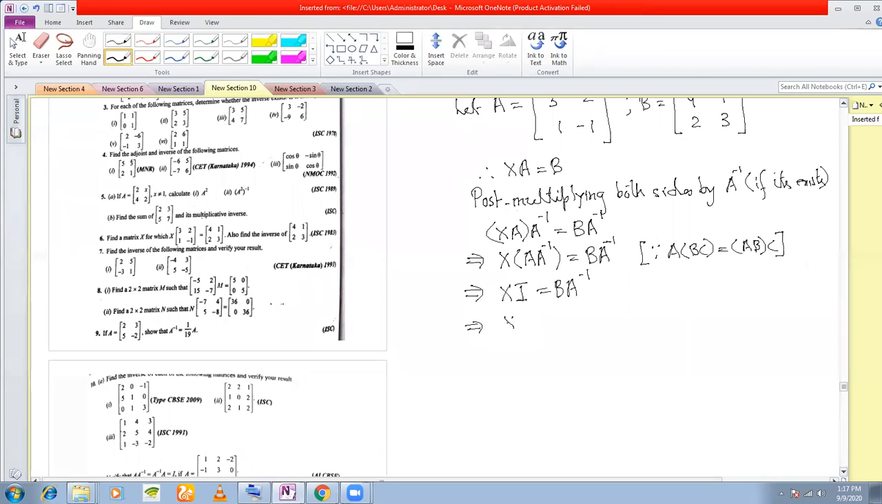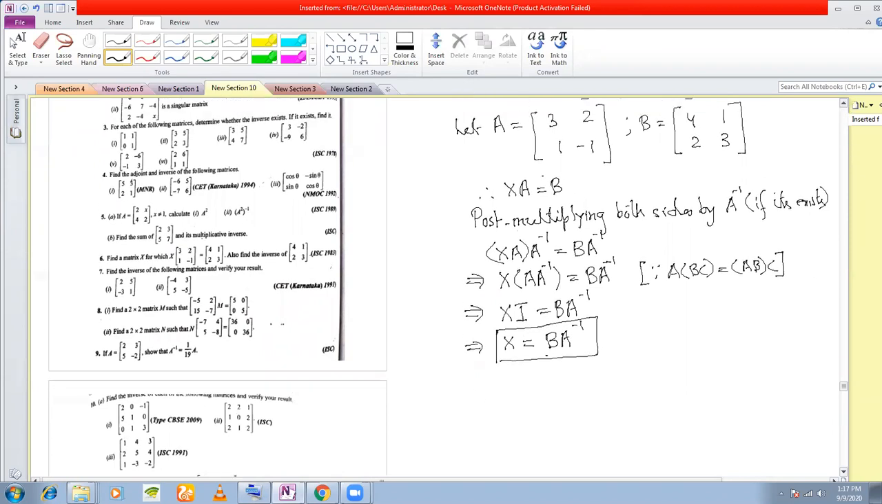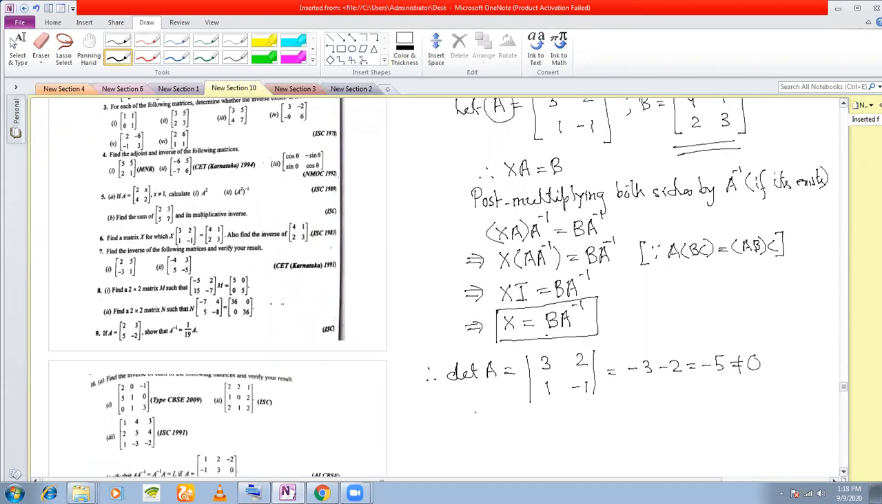That means X into I will give you X back. So what is the value of X? The value of X is B into A inverse. That means if we simply find the inverse of A and multiply it with B, I will get X. So we proceed to find the inverse of A. First, in order to find the inverse of A, we find the determinant of A. Therefore, what is det A? Det A is 3, 2, 1, minus 1. So you get minus 3, minus 2, which is minus 5, not equal to 0. That means matrix A is non-singular.